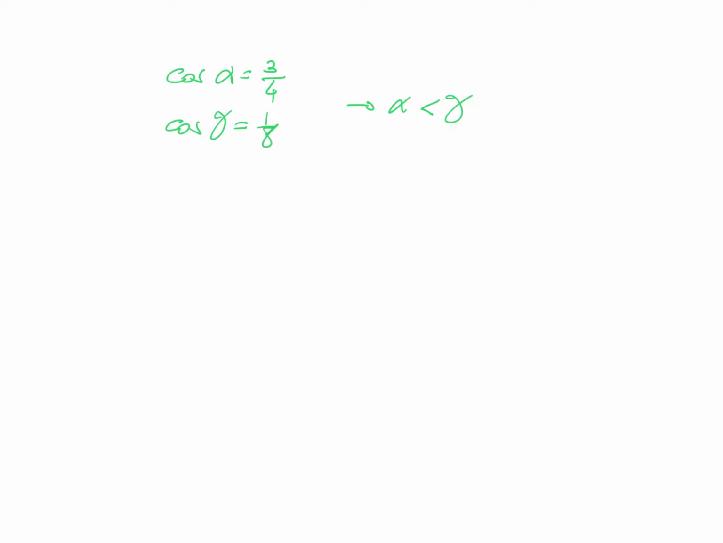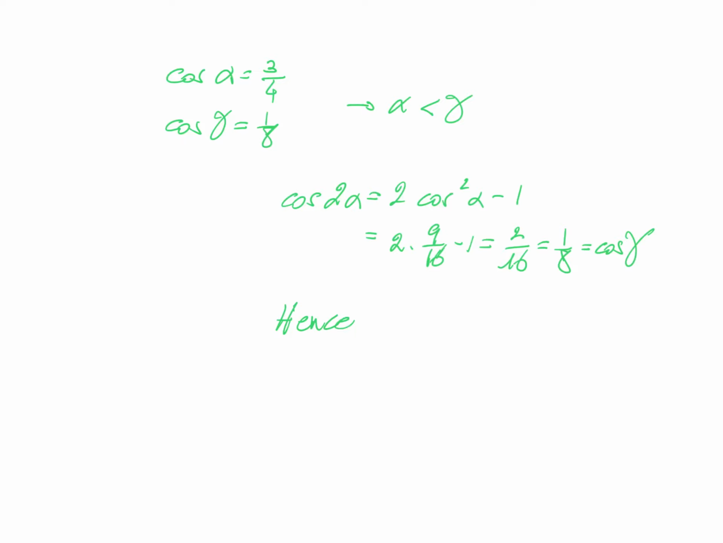For this last part, what we will be using is the double angle formula. So cosine of 2 alpha is 2 times cosine squared of alpha, because we know the cosine of alpha, minus 1. This is 2 times 9 over 16 minus 1. So it's 18 over 16 minus 16 over 16, so it's 2 over 16. It is 1 over 8. So it's equal to the cosine of gamma. Hence, we have shown that 2 alpha is equal to gamma, and so alpha is half as large as gamma, what we needed to prove.